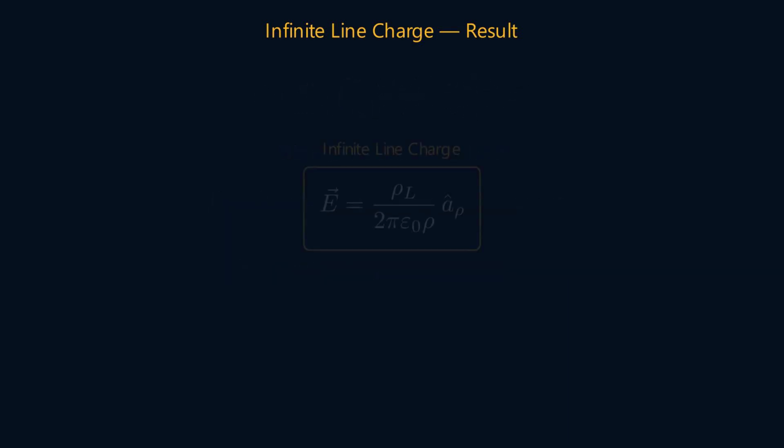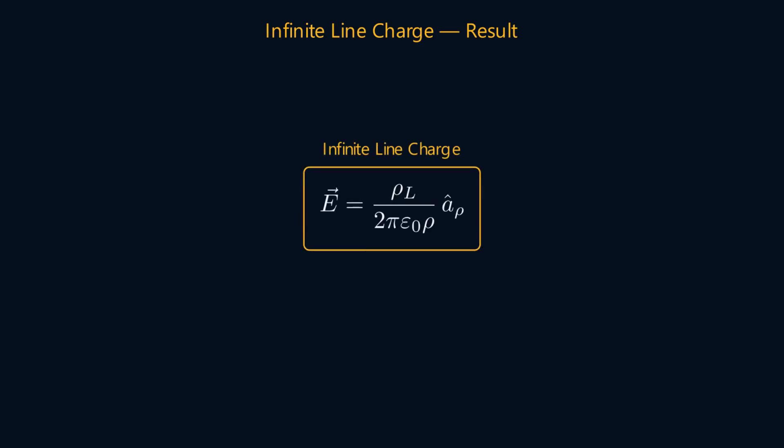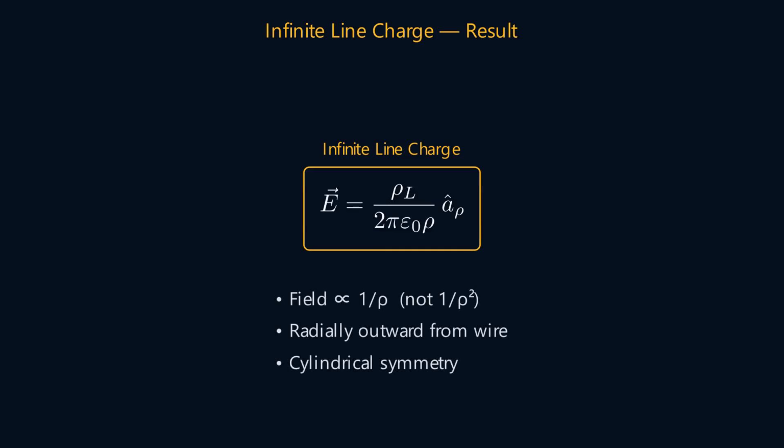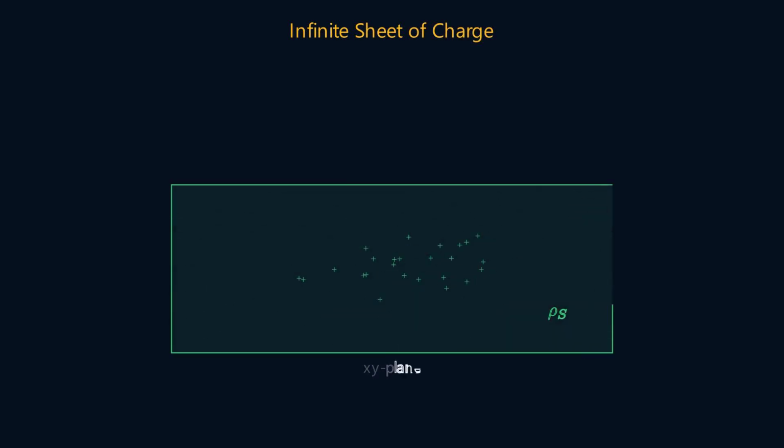This is worth memorizing. The electric field of an infinite line charge drops off as 1 over ρ, not 1 over ρ squared like a point charge, and the field points radially outward perpendicular to the wire. Now let's find the field due to an infinite sheet of charge in the xy plane with uniform surface charge density ρS. We want the field at point P located at height h above the sheet.